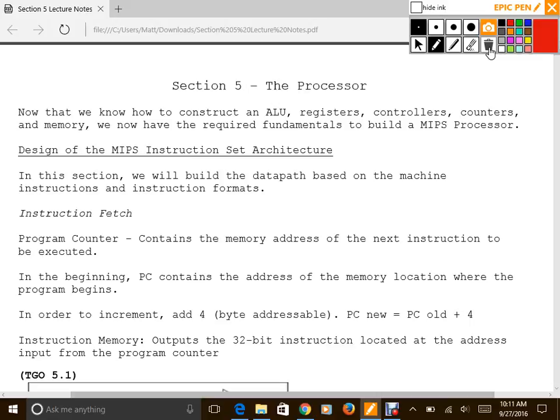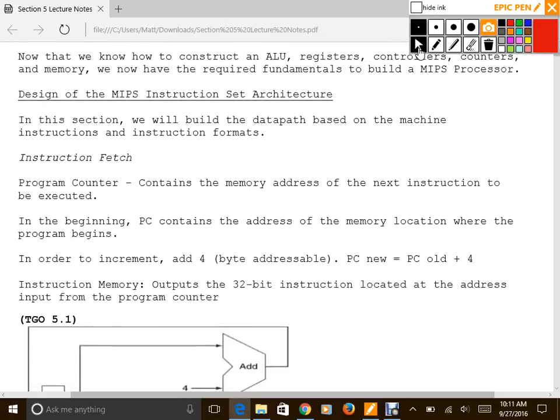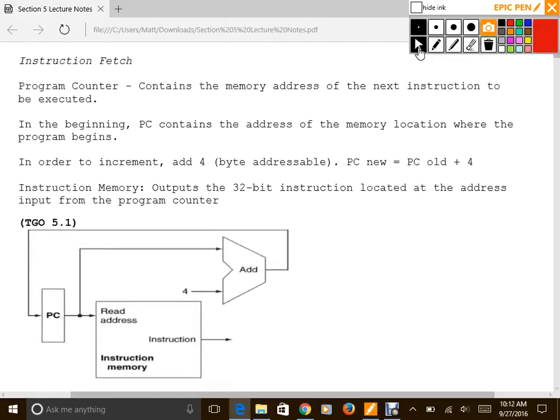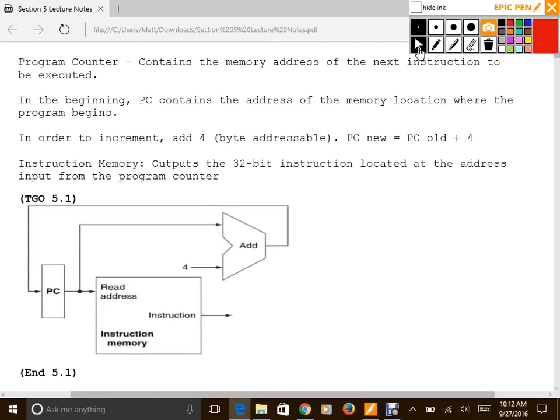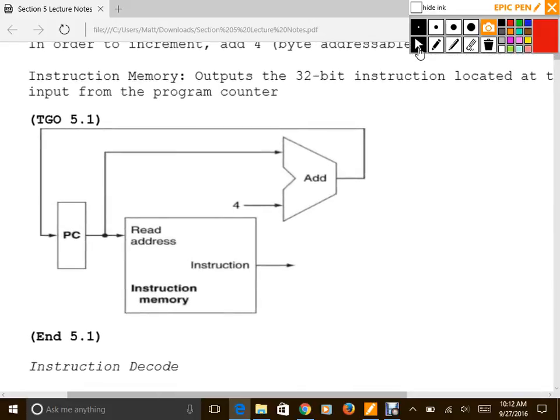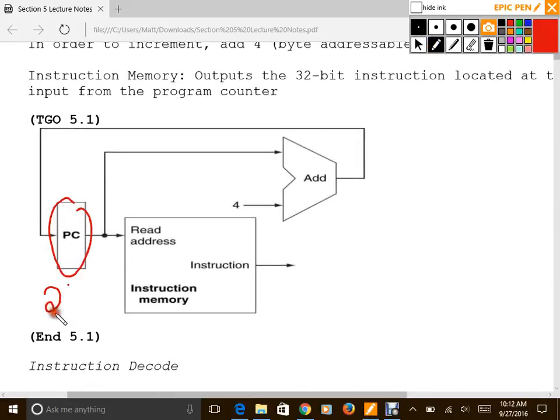But the general idea of the instruction fetch is we have the program counter, which contains the address we're pointing to, and the instruction memory itself, which takes in a read address and outputs an instruction. So the program counter. In the quiz you just did, we started at 256, right?